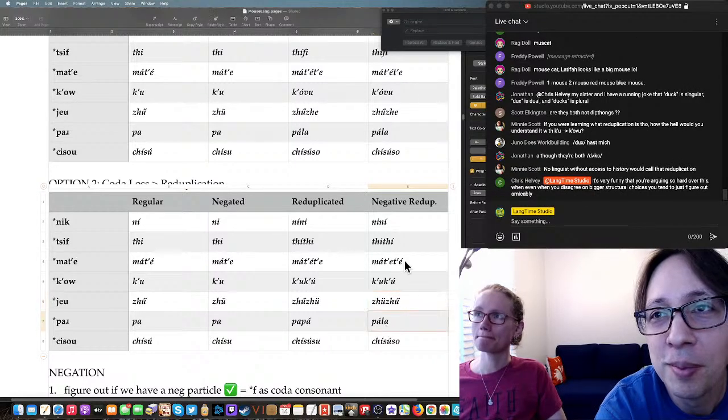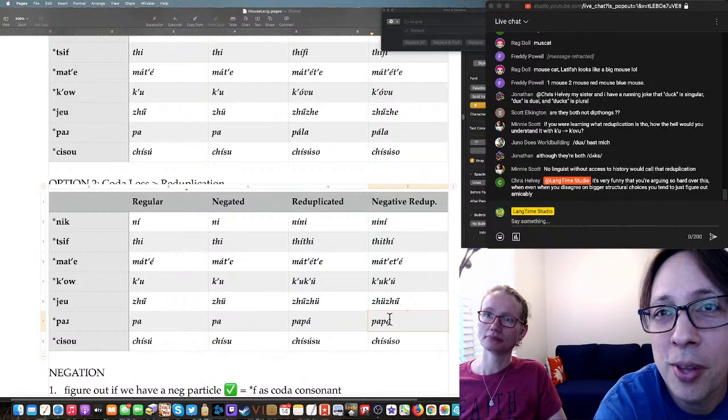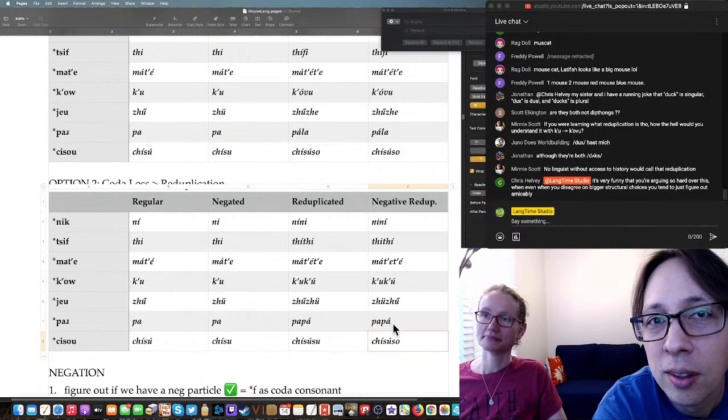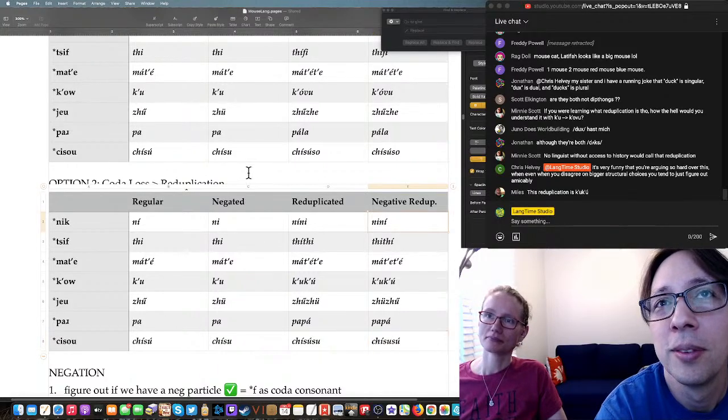I mean, I'm serious. There aren't going to be a lot of verbs. Most of the distinctions are going to be made with affixes. So this is what you have. Option 2.